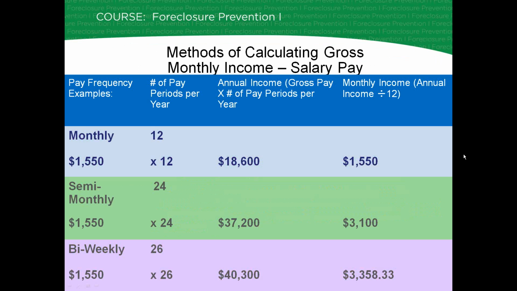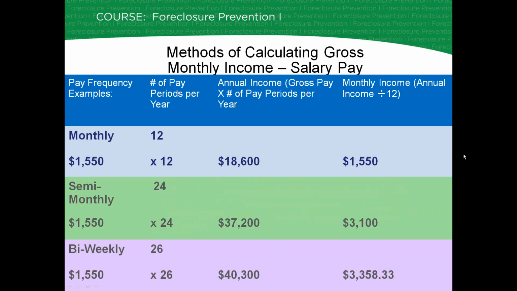Semi-monthly means they get 2 checks a month. Sometimes you'll see it on the 1st and the 15th, or maybe the 15th and the last day of the month, but it's going to be twice a month. So you're going to take the amount on their check, if it's $1,550, and multiply it by 24 to get their annual income, and then divide by 12 to get their monthly. As you can see evidenced here with $37,200 as the annual and $3,100 as the monthly.